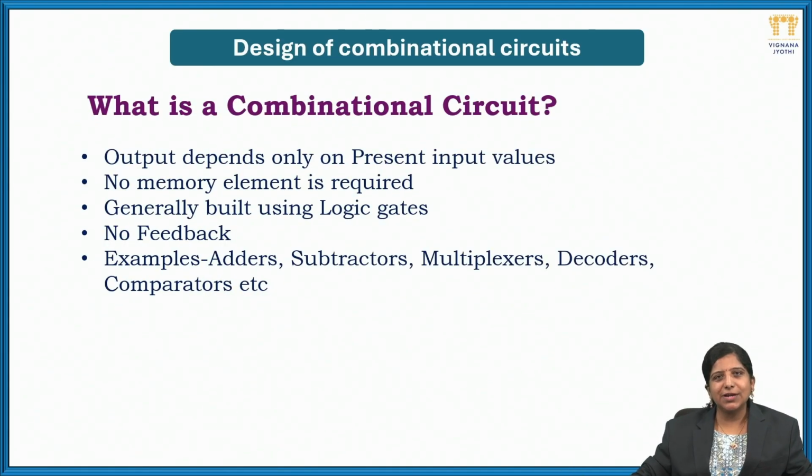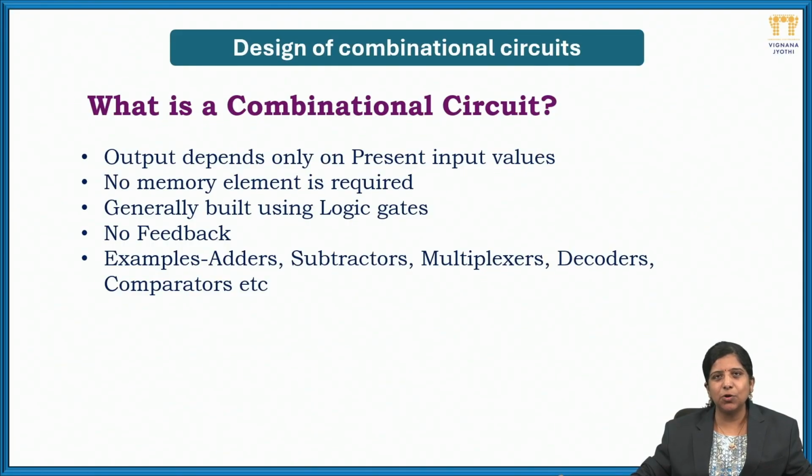The digital circuits are classified into two types. One is a combinational circuit and the other one is a sequential circuit. Combinational circuits are those circuits whose output depends only on the present input values. So if I give the input values, depending upon the logical function, the corresponding output will be generated here. There is no need of a memory element here because the past values are not needed. So there is no memory element required in this case.